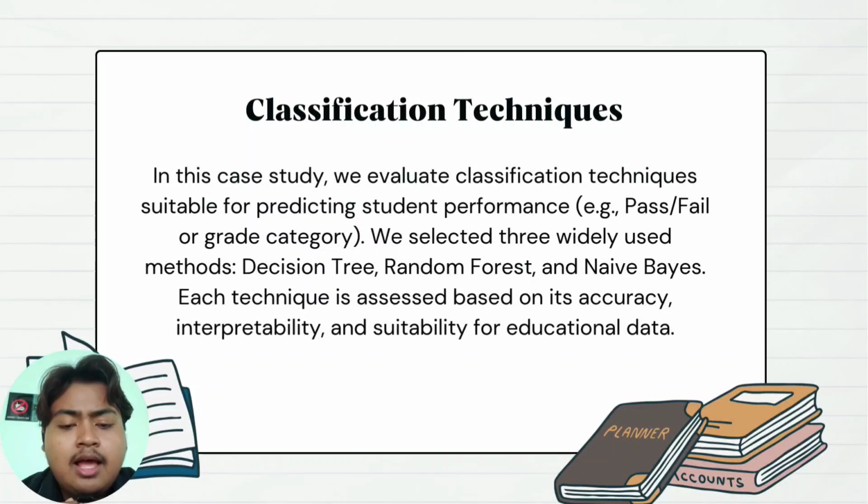To reach our goal, we test three classification techniques that are commonly used in education data mining. The first is decision tree, then random forest, and lastly naive Bayes. These models are all different in how they work. Some are more accurate, some are faster, and some are easier to understand. We compare all three by looking at their prediction accuracy, how fast they run, and how easy they are to interpret. This helps us decide which one would be the most practical in a real classroom or school setting.